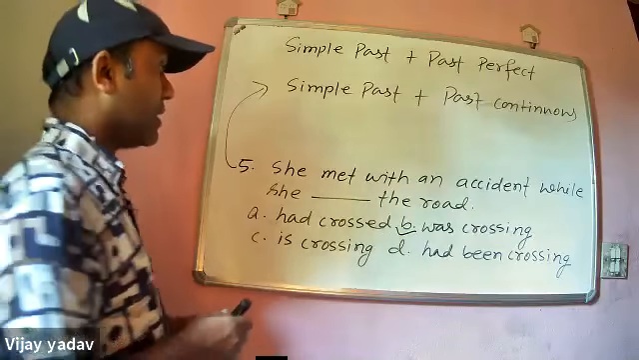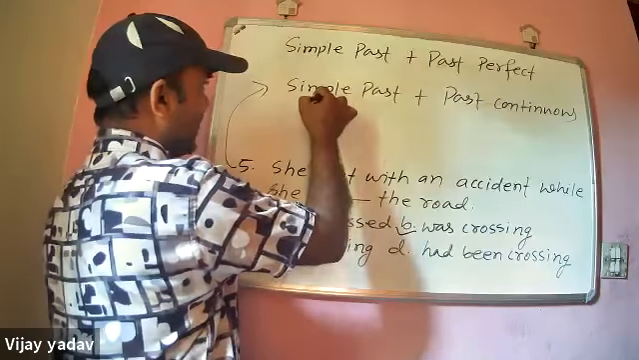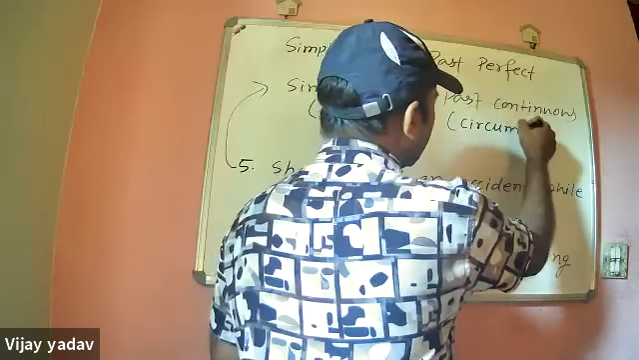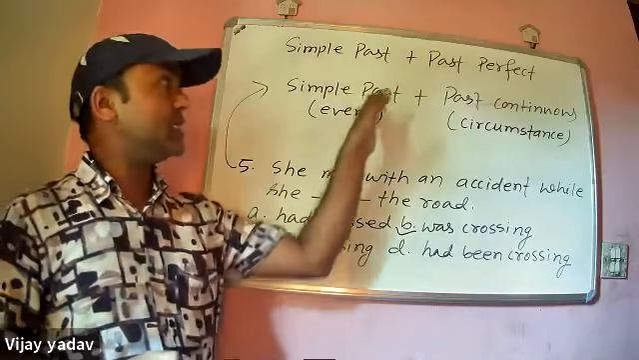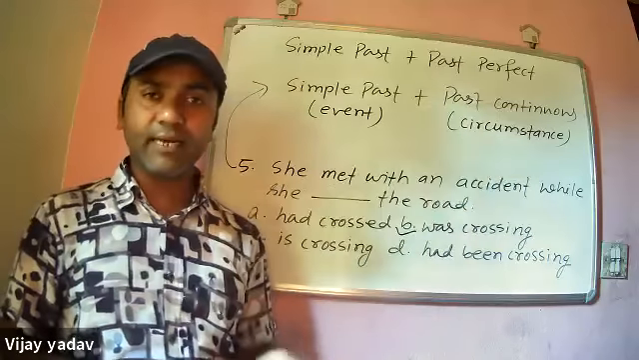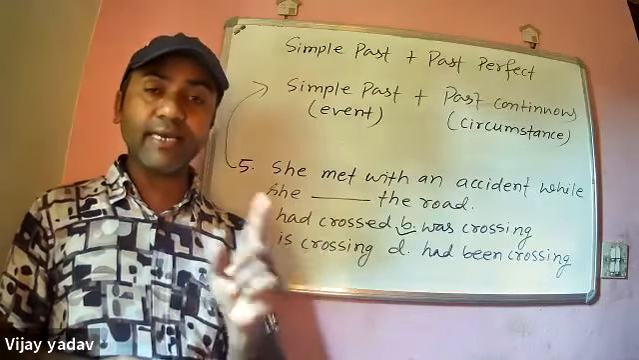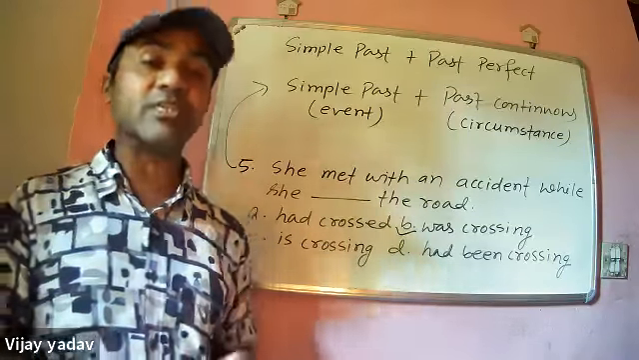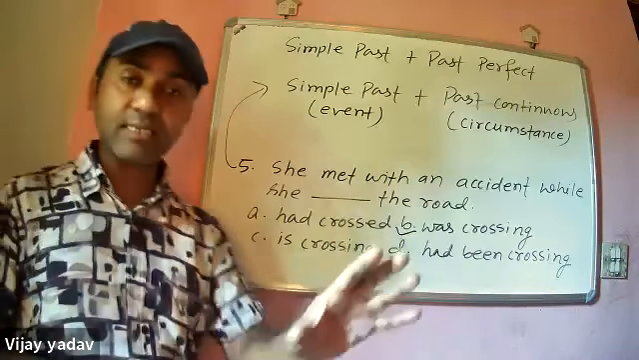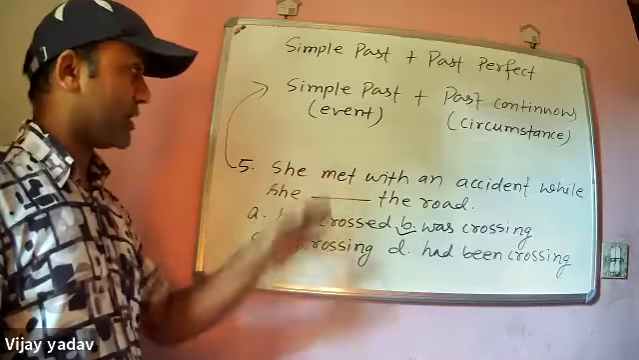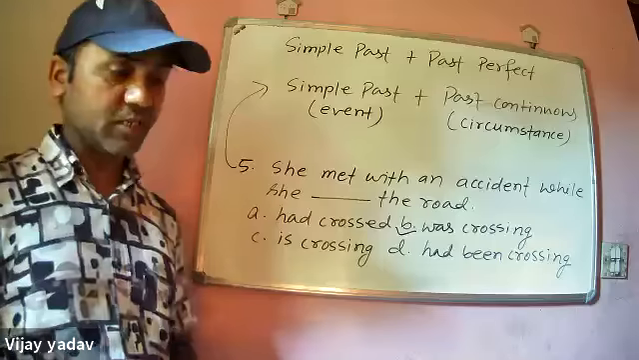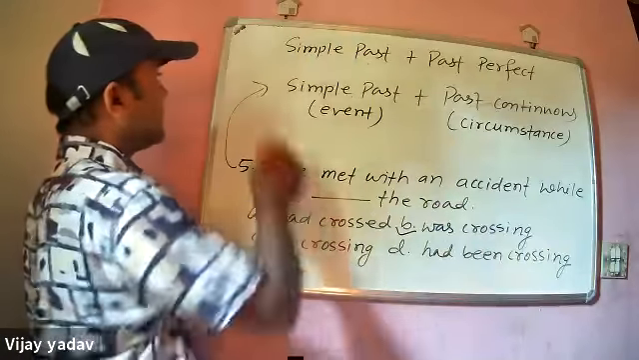Now, you might have read event and circumstance. Event is written in simple past and circumstance is written in past continuous. If we join event and circumstance, for event we use simple past, for circumstance we use past continuous. So what is the circumstance? She was crossing the road. And what is the event? She met with an accident. So event in simple past, circumstance in past continuous.